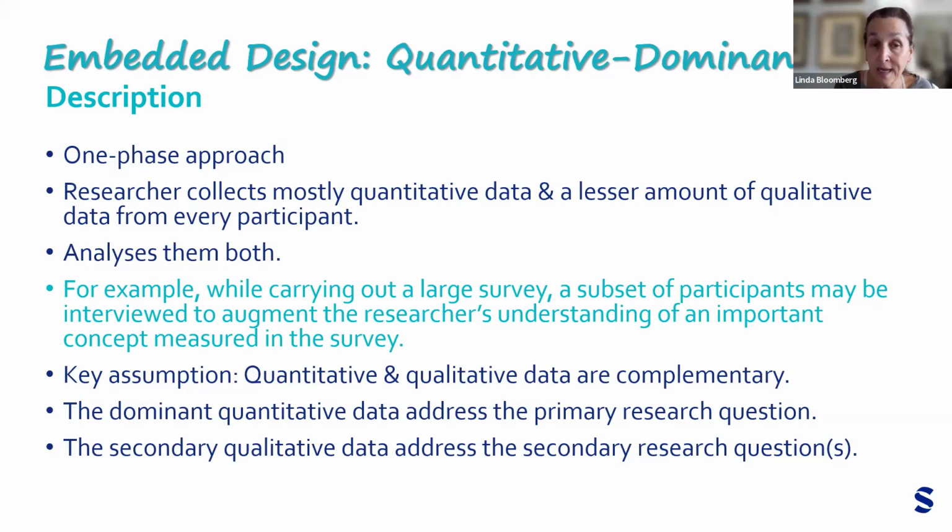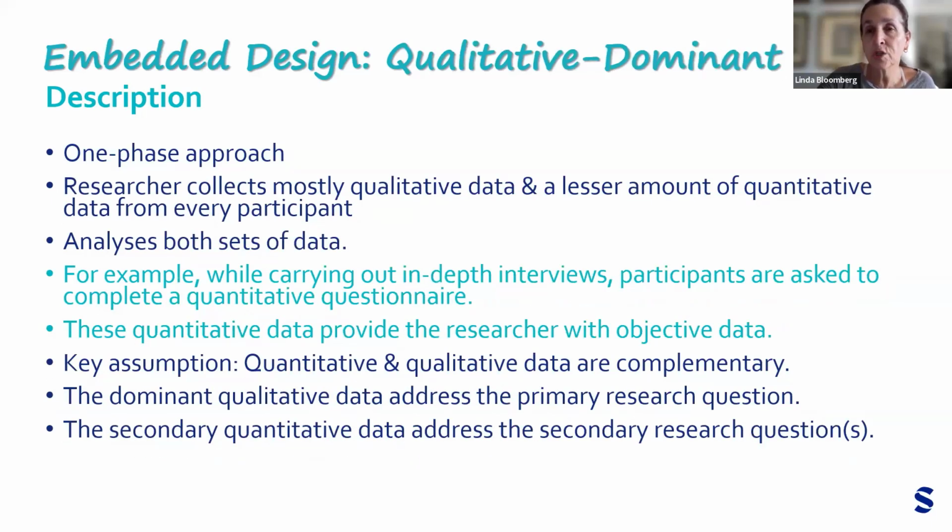The key assumption here is that quantitative and qualitative data are complementary, and the dominant quantitative data addresses the primary research question, and the secondary qualitative data addresses the secondary or lesser significant research questions. So this is our second design, which has two versions. This was version A. Now we have version B, which is qualitatively dominant. So this is the embedded design with a qualitative dominant focus. Also, similar to the quantitatively dominant one, this is a single phase approach.